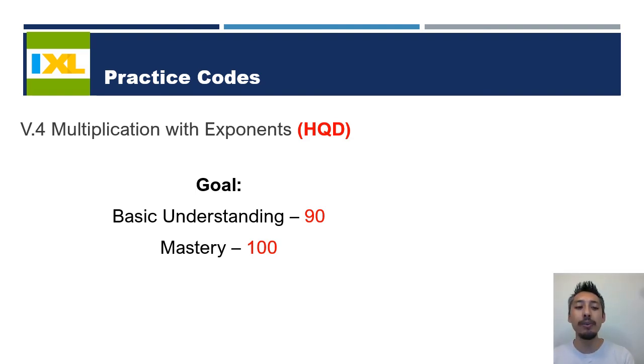Your iXL code for this assignment is HQD. When you get there, you're going to realize that it's pretty easy to get all the way to 90. And because of that, I need you to at least get a 90. If you want to prove to me and if you want to prove to yourself that you really understood what you learned in this lesson, you should be aiming for 100. You can all do it, you just need to try.